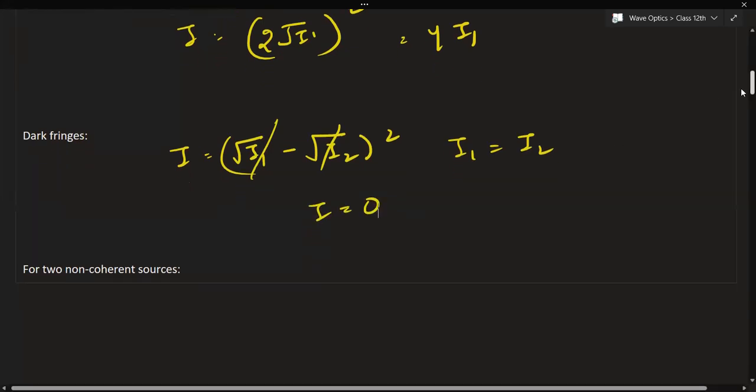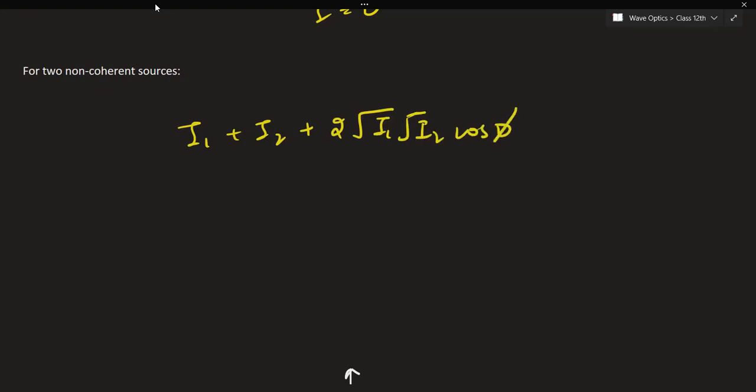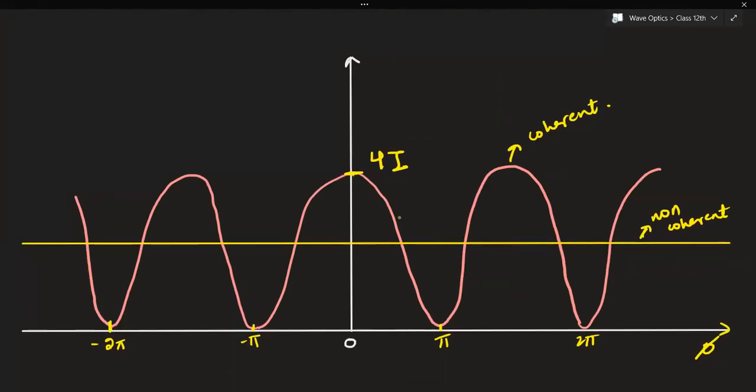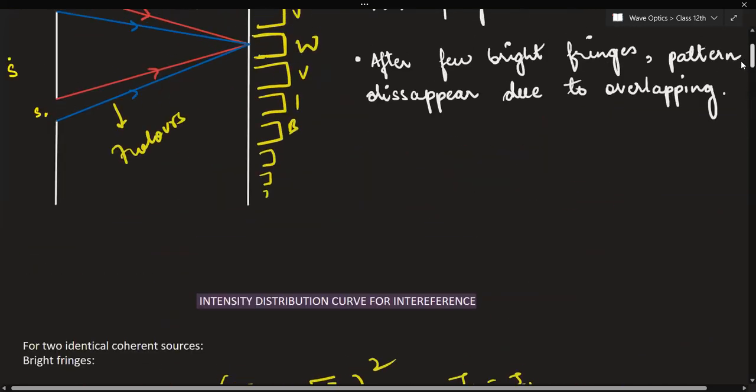And suppose you have non-coherent sources. For non-coherent sources, the intensity is I1 plus I2 plus 2 under root I1 I2 cos phi. This intensity is variable. When you plot the graph for coherent sources, you get the maximum at 4I. For non-coherent, this is independent of the phase difference phi. So this is 4I and this is the non-coherent source one, plotted based upon this only.